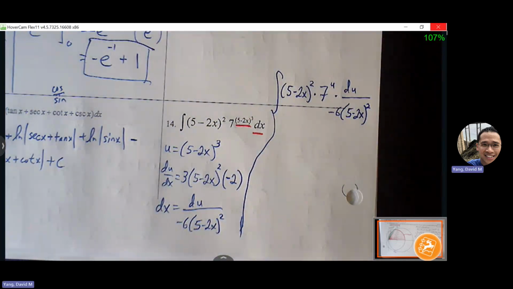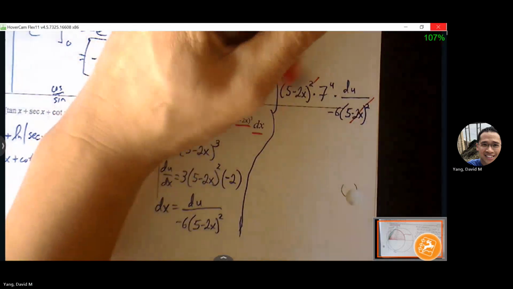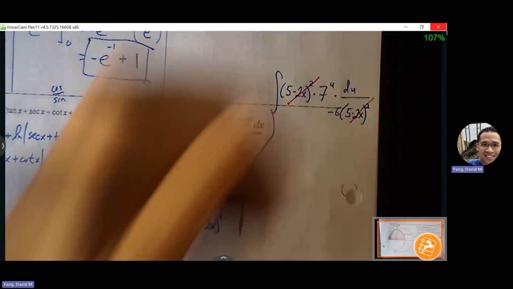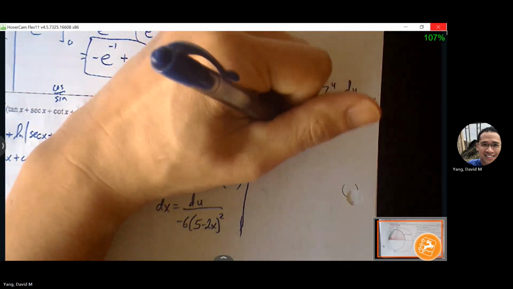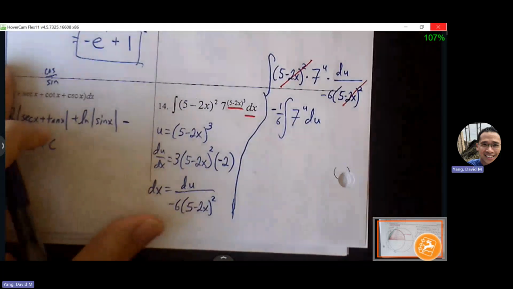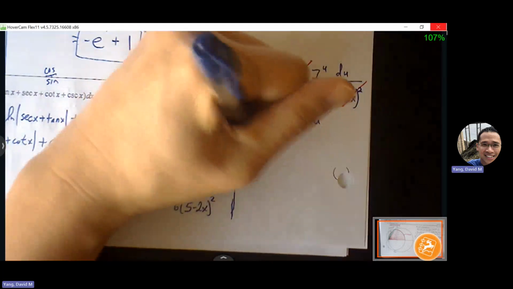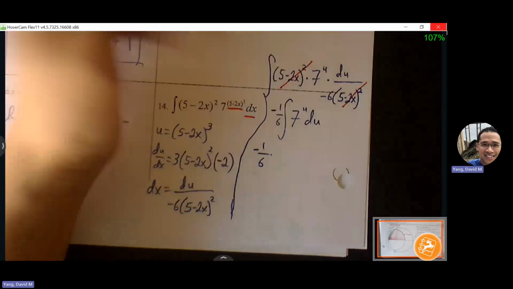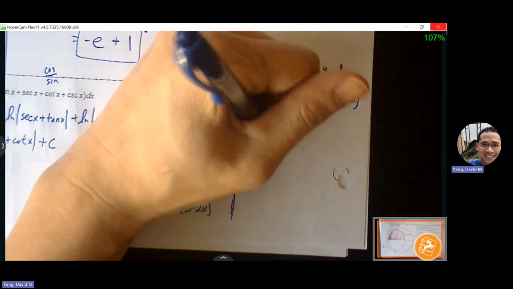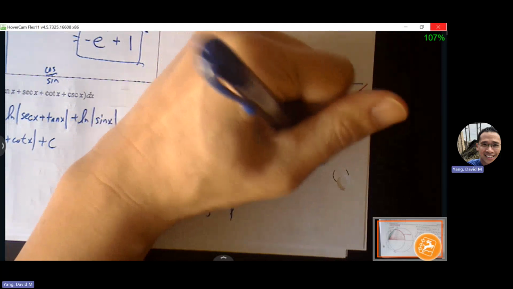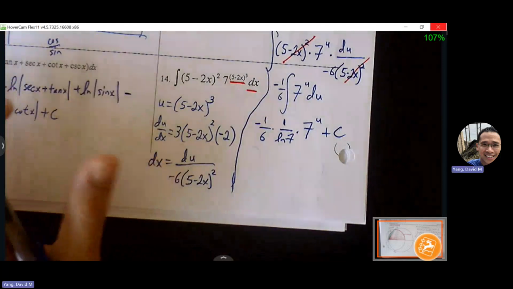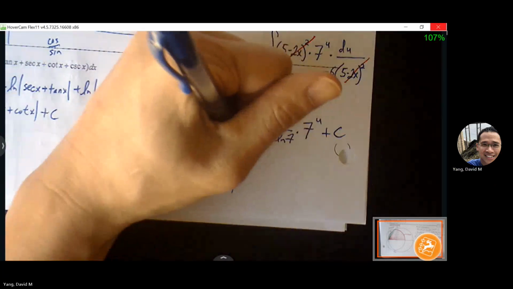All right, do the x's go away? Yes, there's a leftover what? Negative 1/6, yeah. Okay, so now we just follow the rule for a to the u, right? So negative 1/6 is going to stay. There's a coefficient of 1 over natural log of 7, and then 7 to the u plus c, and then replace the u back in terms of x.